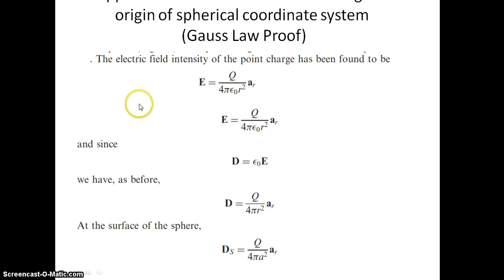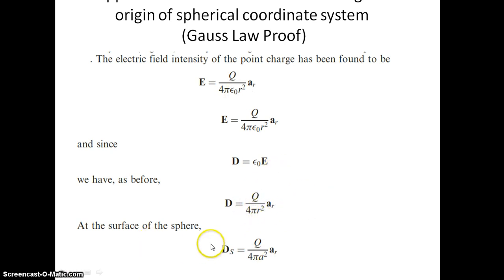This may also be considered as a Gauss law proof. Consider a point charge located at the origin of a spherical coordinate system. According to what we have learnt, the field intensity due to a point charge is E equal to Q by 4 pi epsilon 0 R square aR. Okay. Since the relation between electric flux density and the field intensity is D equal to epsilon 0 E, therefore epsilon 0 and epsilon 0 get cancelled. So the flux density is given by Q by 4 pi R square aR.